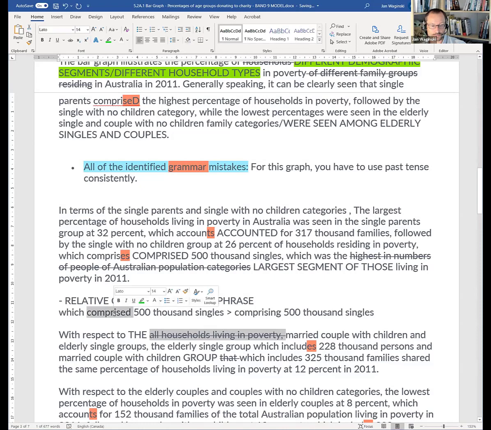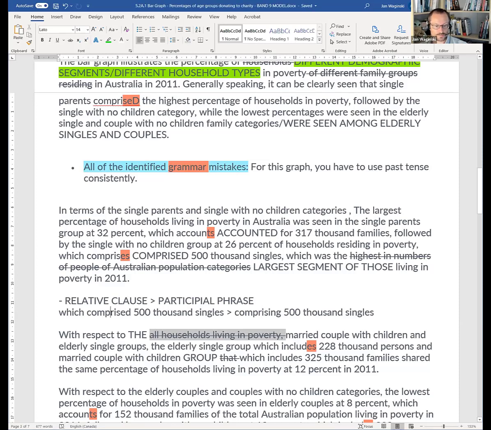As long as this verb is in active voice, the tense doesn't make any difference. If this is present, past, future, any tense at all, it makes no difference as long as it's an active voice. It simply becomes "comprising." So like after a poverty, comma, then "comprising 500,000 singles"? Yep. And then continue, comma, which was the largest segment of those living in poverty in 2011. Okay.